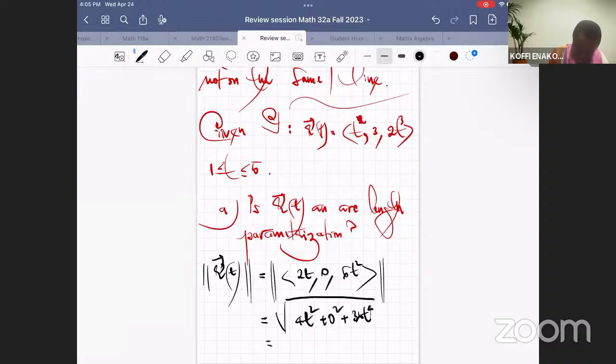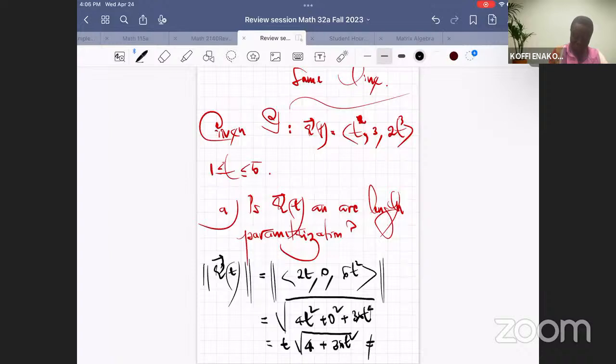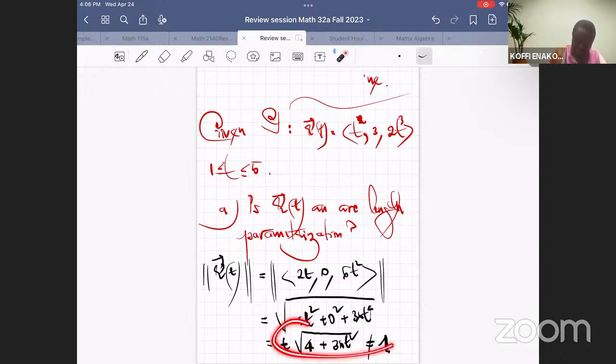So this will be, I can take the t squared out. I'll have then t times the root of 4 plus 36t squared, which is different from 1. So there exists t for which the expression we just found here is not 1. So for this reason, this is not an arc length parameterization.